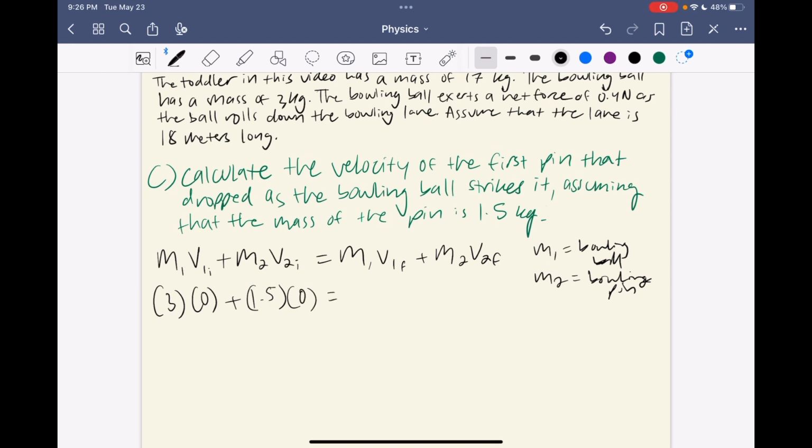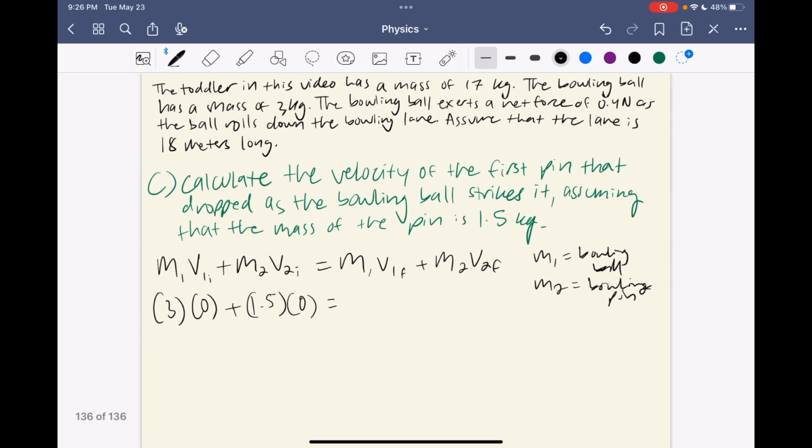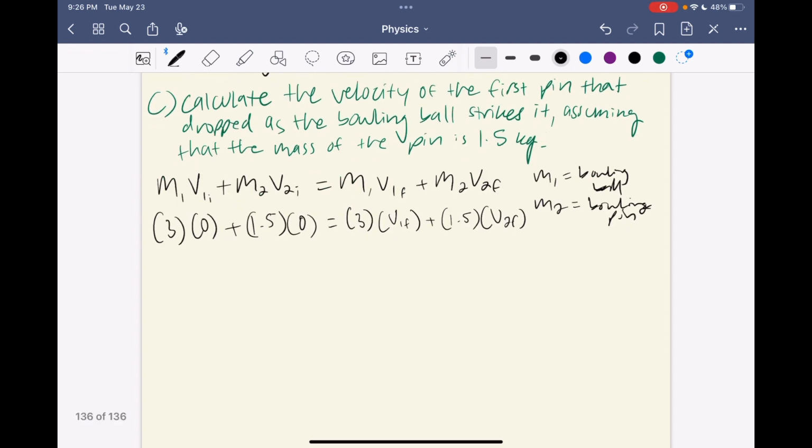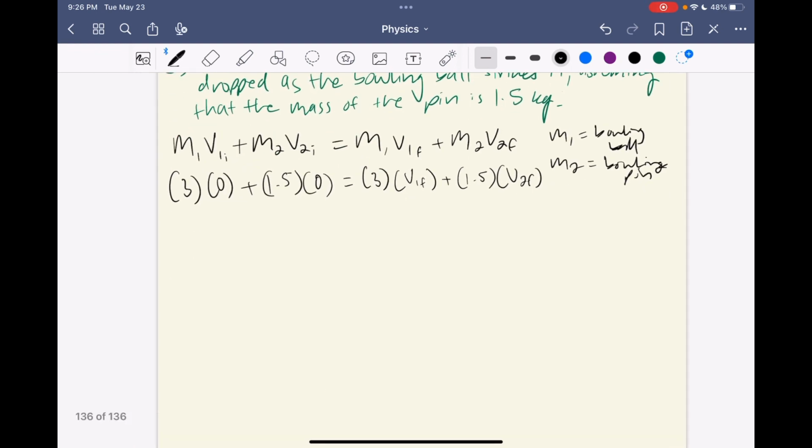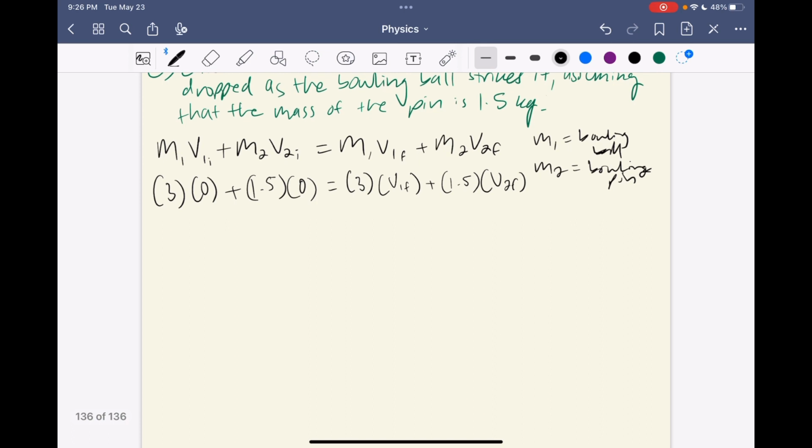And then, again, the mass of the bowling ball is 3, and we do not know the final velocity of the ball as it reaches the first pin. And the mass of the bowling pin is 1.5, and we do not know the final velocity, which is what we're looking for, for the bowling pin. So, let's first find the velocity of the bowling ball.